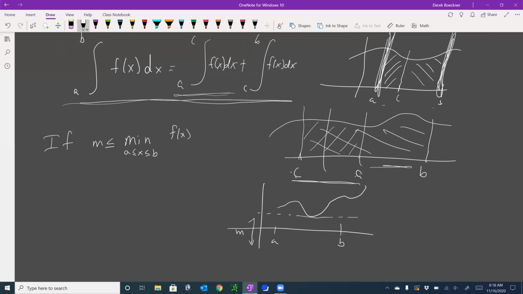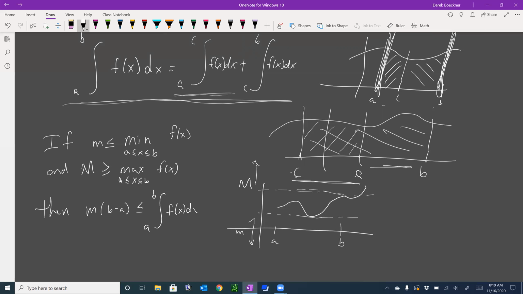Okay. We're going to have a maximum. We're going to call that capital M. M is going to be anything up there. And M is greater than or equal to the max of f of x for a less than or equal to x less than or equal to b. Then m times b minus a is less than or equal to the integral from a to b of f of x dx, which is less than or equal to M times b minus a.